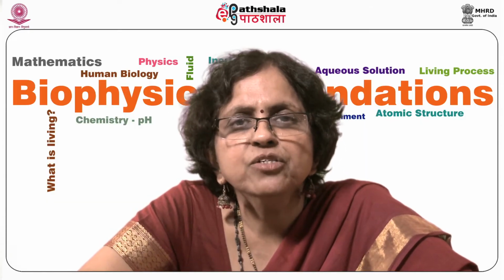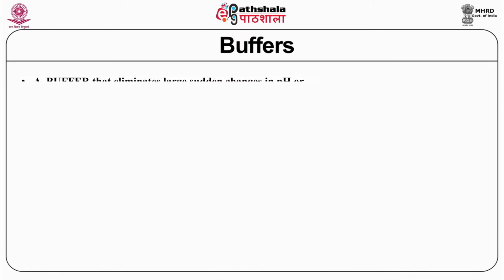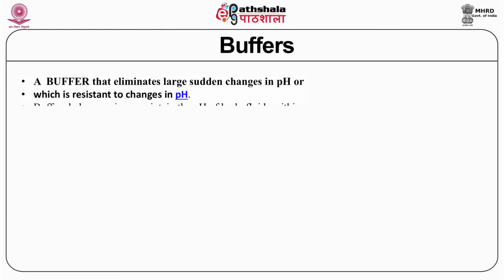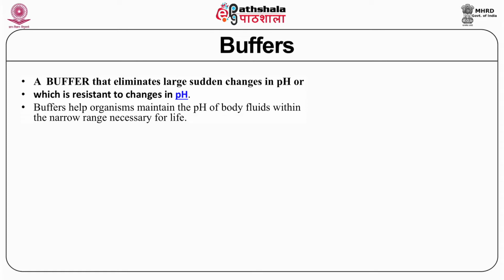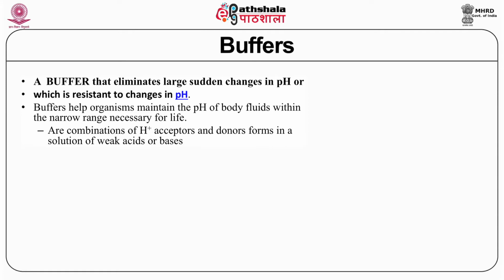Now, pH and buffers. What is a buffer? A buffer eliminates large sudden changes in pH, or is resistant to a change in pH. So when you want to do an experiment under a constant pH or a certain hydrogen ion concentration, there may be reactions going on with various interacting molecules, and you do not want the pH of the medium to change. In enzyme kinetics, you don't want the pH to change because the enzyme function will change as the pH changes.